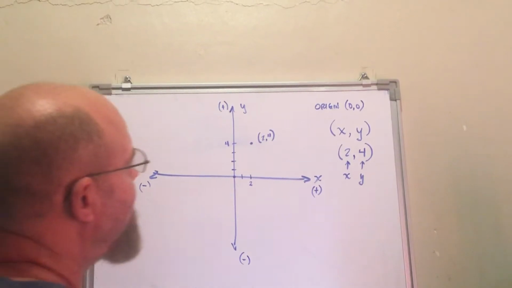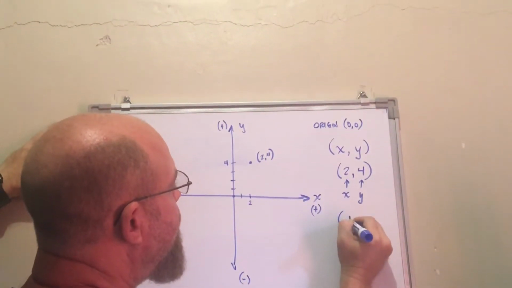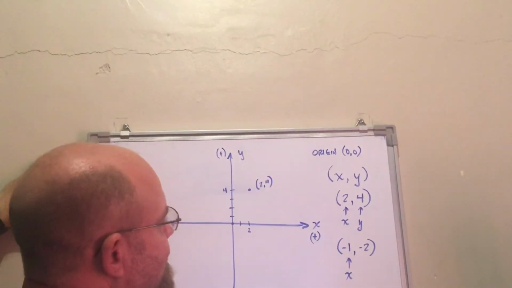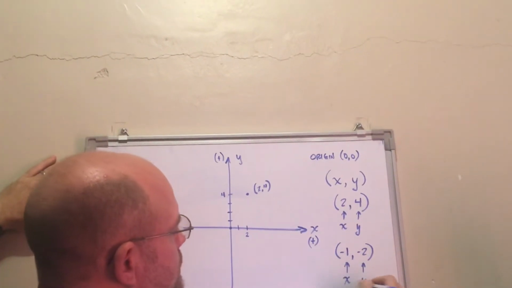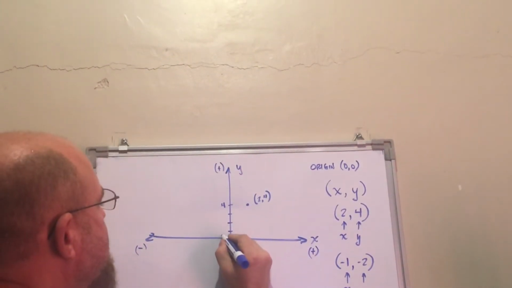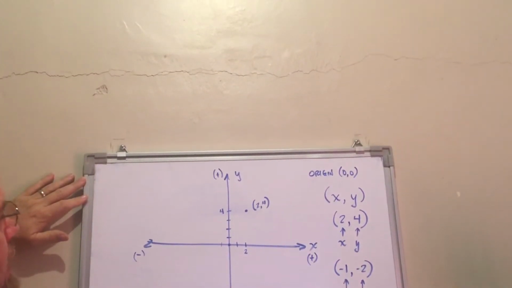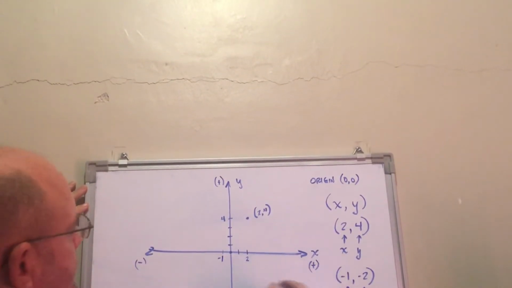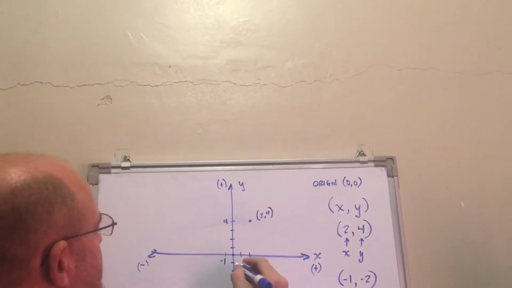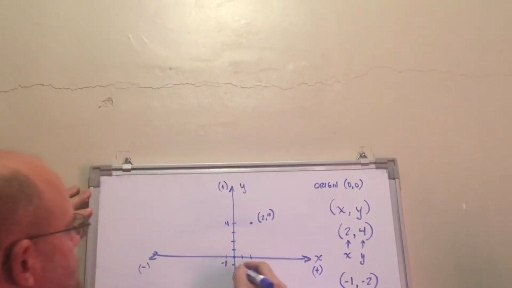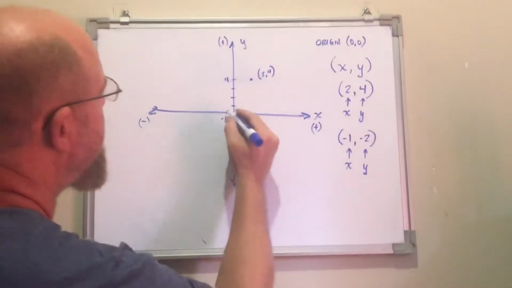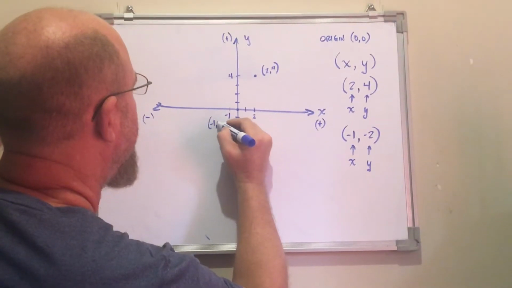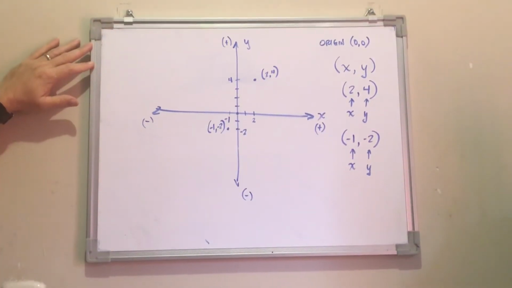Another point that we could have would be point (-1, -2). So here again, -1 is the x value, and -2 would be the y value. And if we look at our Cartesian plane, if we go to the left of the origin, then it's going to be negative. So this would be x equals -1. And then if we go below the origin, that's going to make y negative. So we go down 2, and that's -2. So (-1, -2) is right there. That is point (-1, -2). All right?